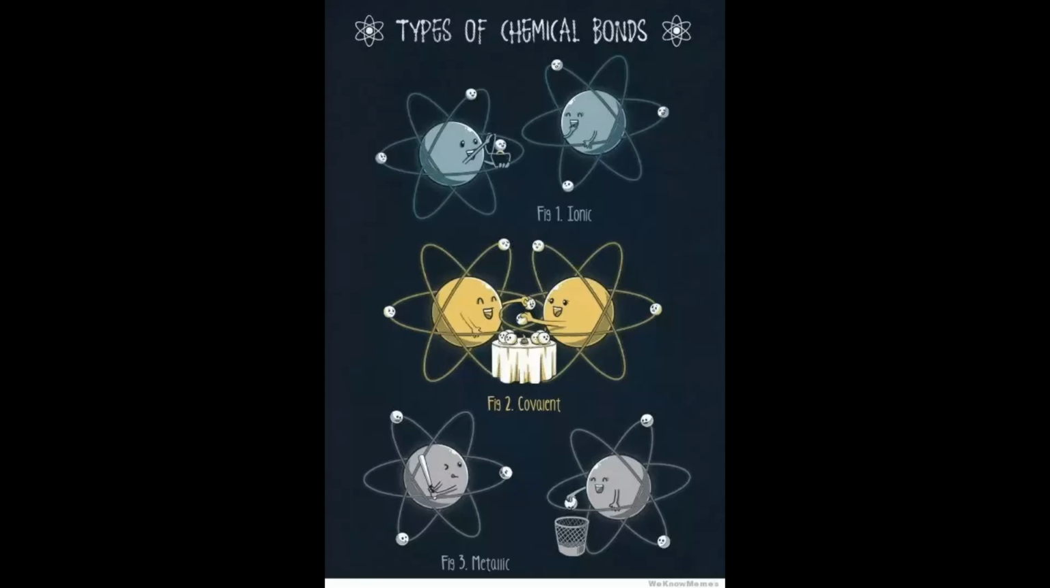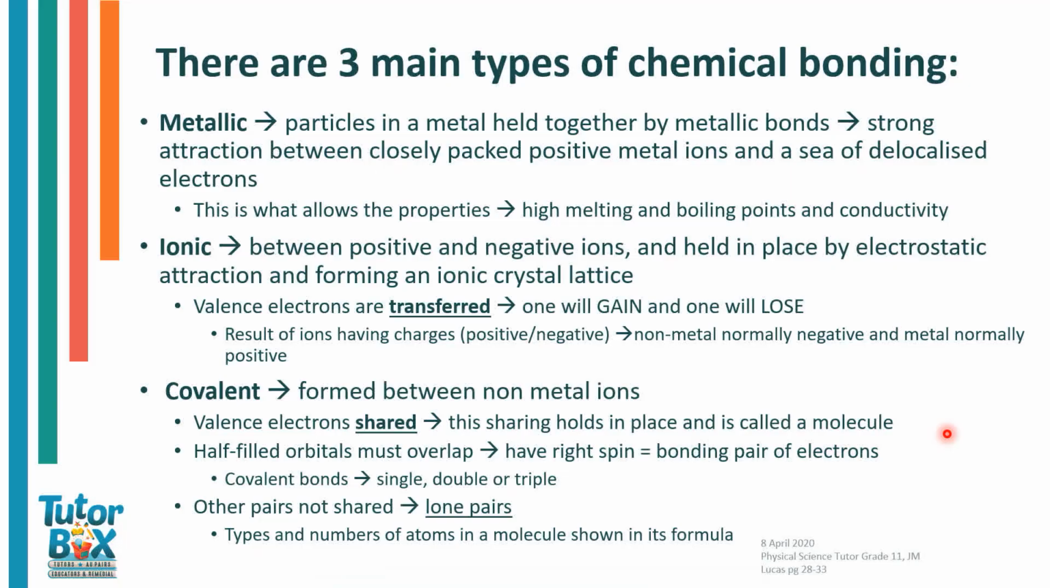Your covalent bonds can be single, double, or triple. And if there are other pairs in the atom that are not shared, these are called your lone pair of electrons. And the types and number of atoms in a molecule are shown in its formula.